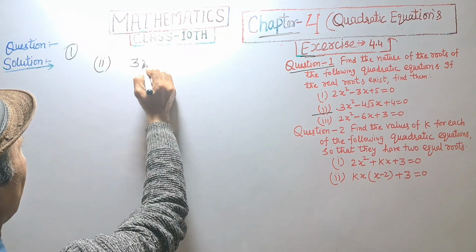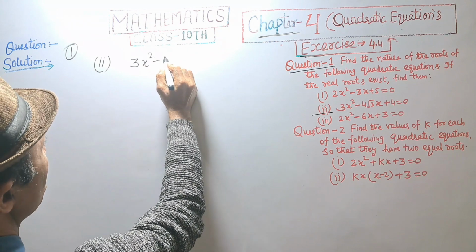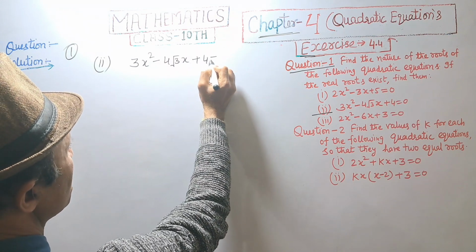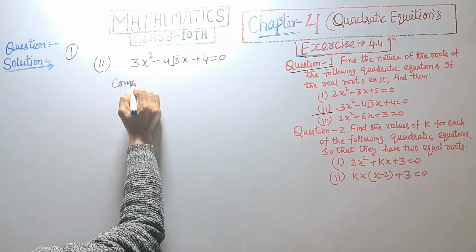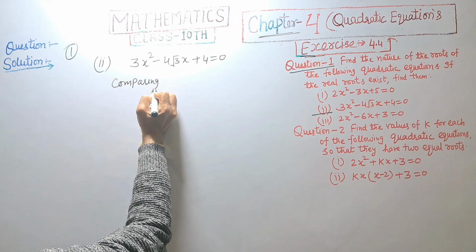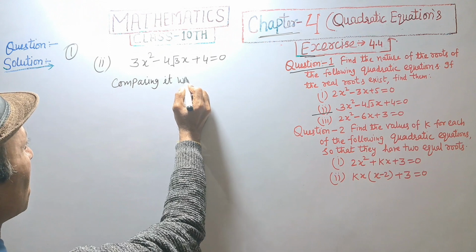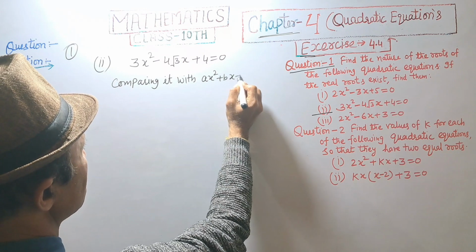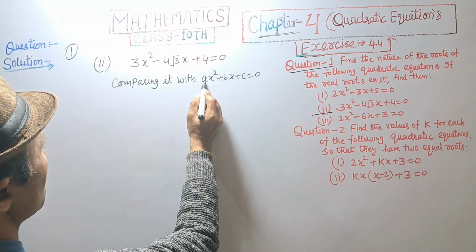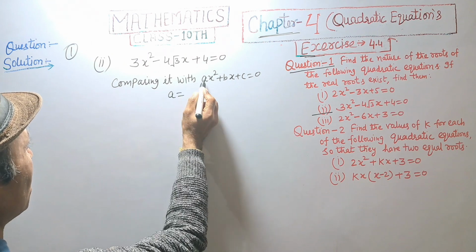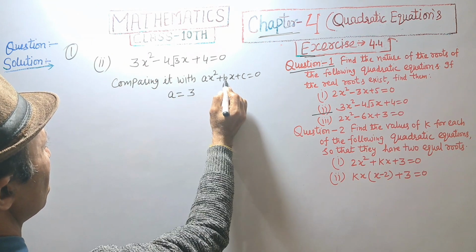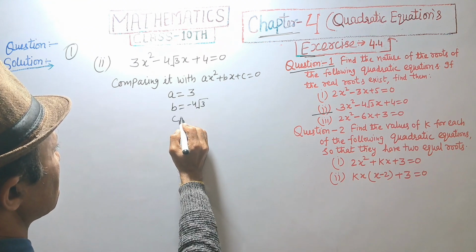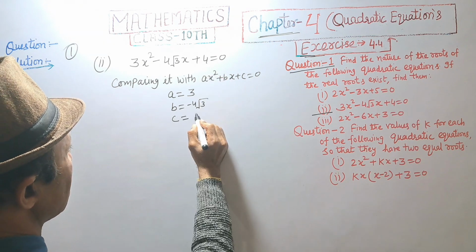Question number 1, second part. Given equation is 3x raised to power 2 minus 4 root 3x plus 4 is equal to 0. Comparing it with ax square plus bx plus c is equal to 0, we get a is equal to 3, b is equal to minus 4 root 3 and c is equal to constant, that is 4.